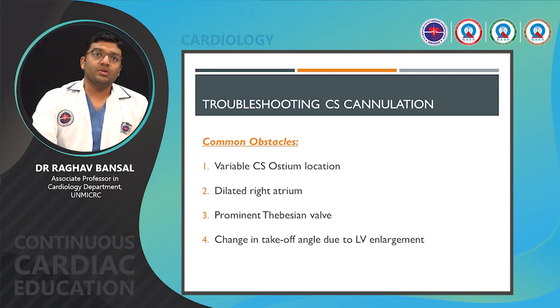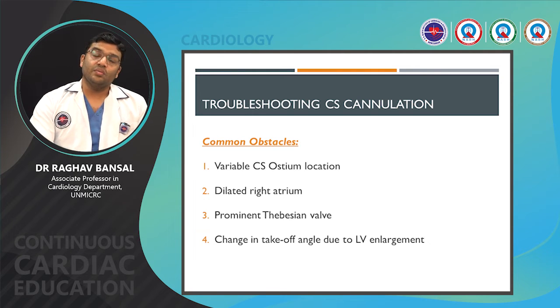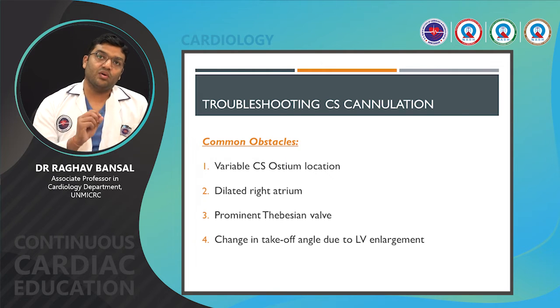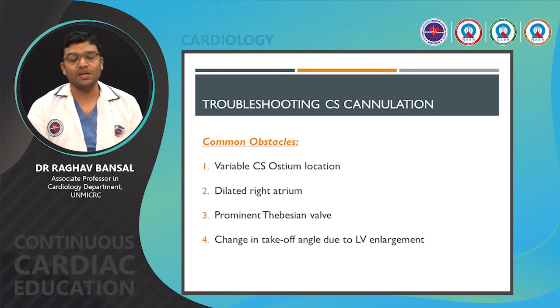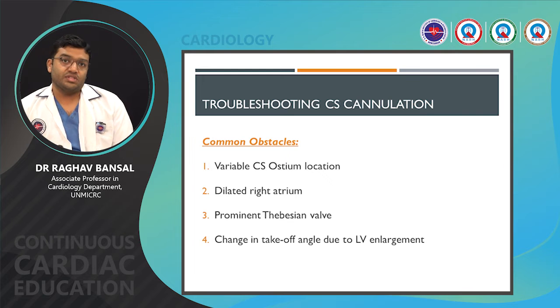Troubleshooting CS cannulation. What are the common obstacles, the common problems which we face while cannulating the CS? One is variable CS ostium location. In some cases the CS ostium location may be very odd. The direction of the CS originating from the CS ostium may be at an acute angle. This is especially true for very dilated right atriums and dilated hearts. Sometimes there is a prominent Thebesian valve at the opening of the CS ostium, which makes life difficult for passing the CS sheath into the CS. You might be able to pass the guide wire easily, but the CS sheath may simply refuse to go. And there is a change in takeoff angle due to LV enlargement, which I have already mentioned.